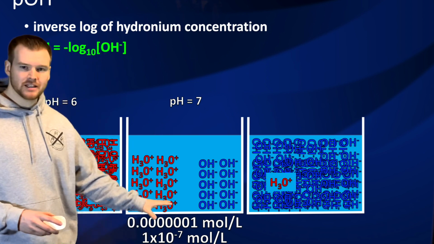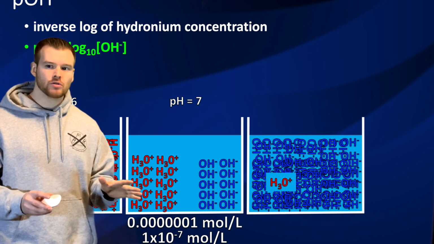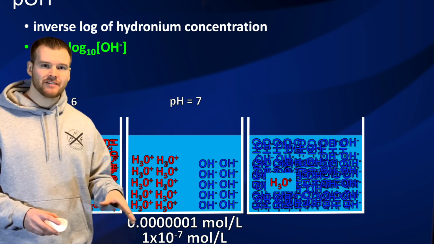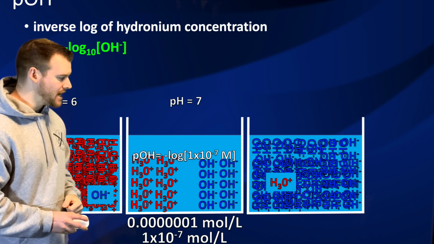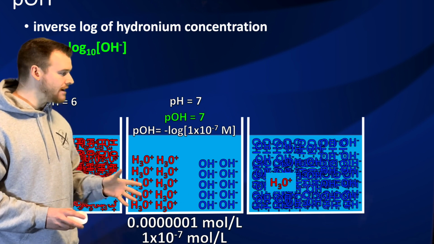So you can see that in the middle, it's still the same. I have an equal amount of blues and reds. That was just neutral. I had 1 times 10 to the negative 7 reds. I have 1 times 10 to the negative 7 blues. So I still get a calculation of a pOH of 7.